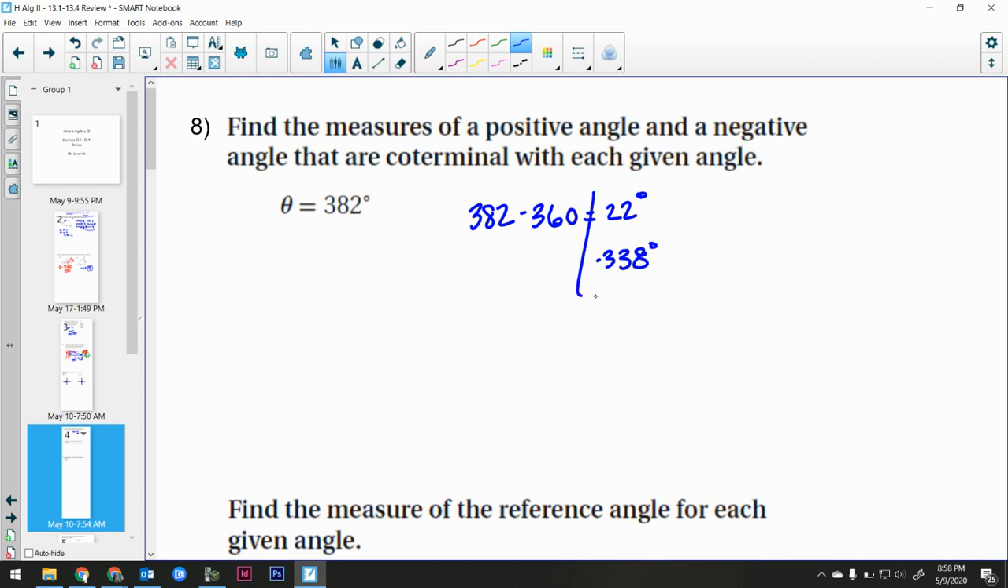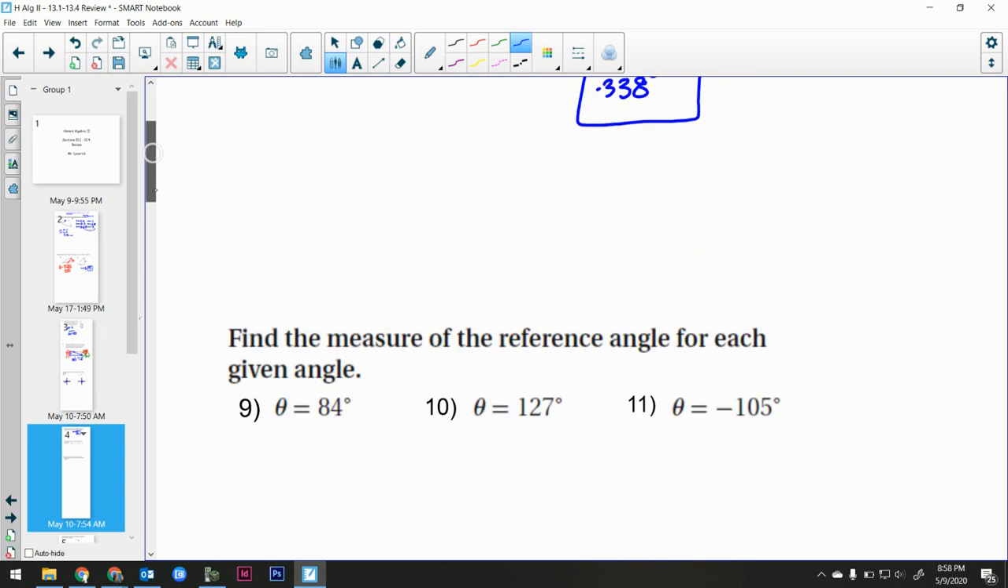So there's my positive and negative coterminal angle. Could you have said other options? Of course. You could keep adding or subtracting 360 till whenever. But you don't really need to do that. You just do it once.